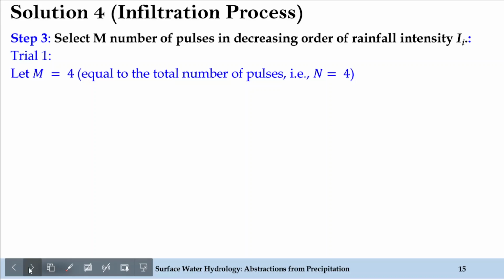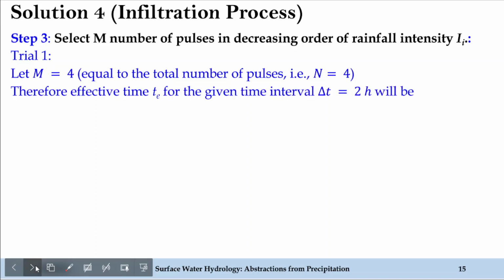I have assumed m equal to 4, and this is equal to the number of pulses, that is n equal to 4. So n here is the number of pulses, and m is the number of pulses we are actually taking in decreasing order of rainfall intensity. We also know that the time interval delta t is 2 hours. So let's use this time interval to find the effective time.